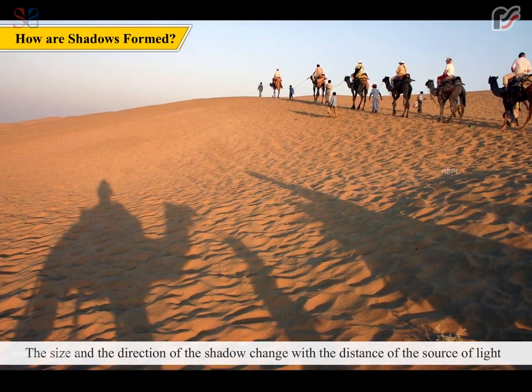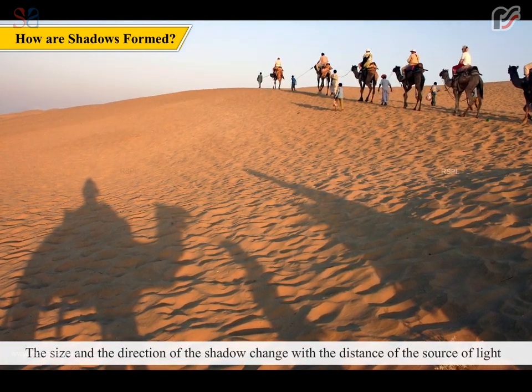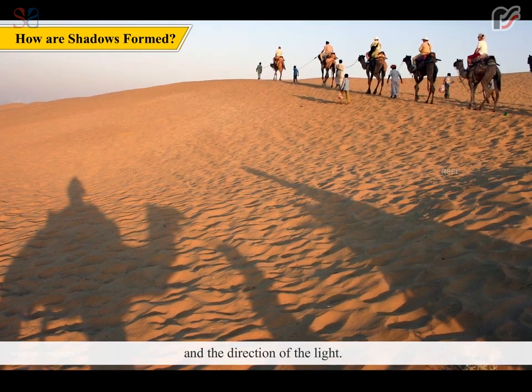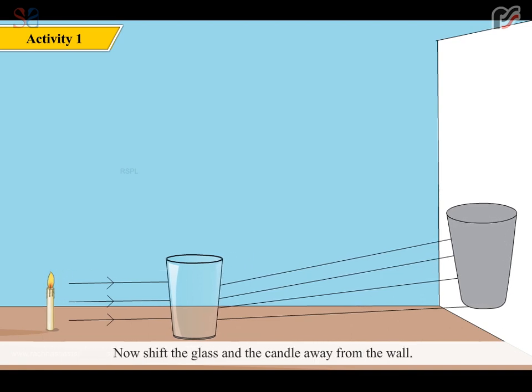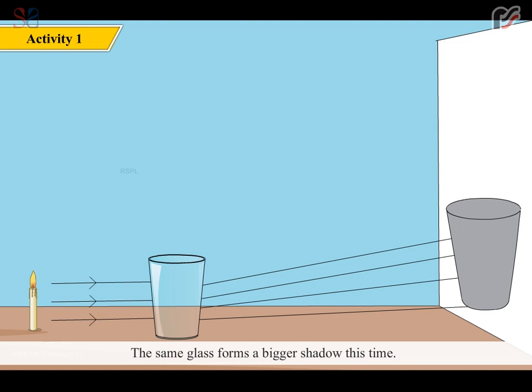The size and the direction of the shadow change with the distance of the source of light and the direction of the light. Take a lighted candle and a steel glass, and place them as shown in the figure. Note the distance between the wall and the glass and measure the shadow. Now shift the glass and the candle away from the wall. The same glass forms a bigger shadow this time. This activity tells us that the shadows will be bigger if the object and source are away from the screen or wall on which they are formed. Shadows will be darker if the source of light is brighter.